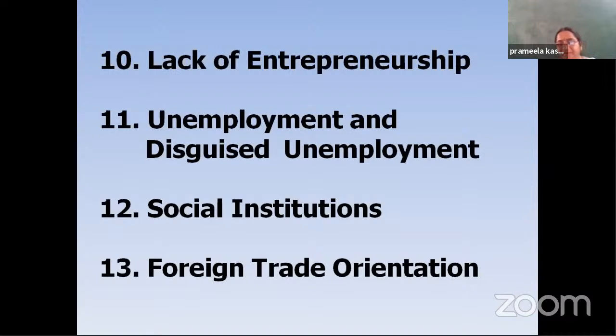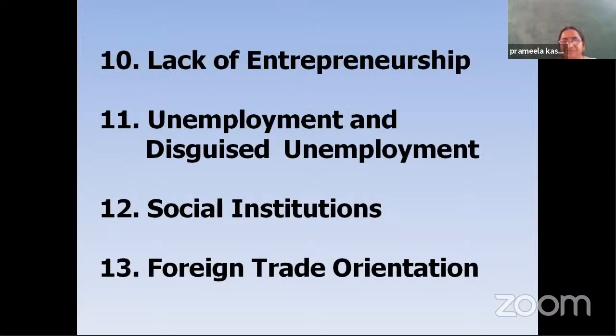So when compared to the developed economies, the development in the Indian economy is also at a higher level. So we occupy 10th place among the world countries. So this is about the features of a developing economy with special reference to the Indian economy.